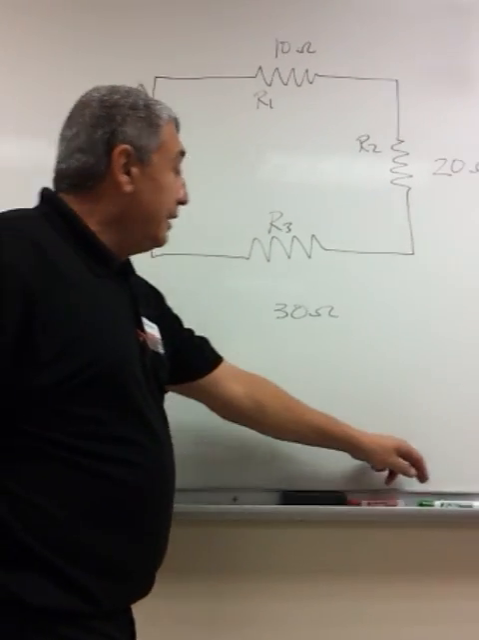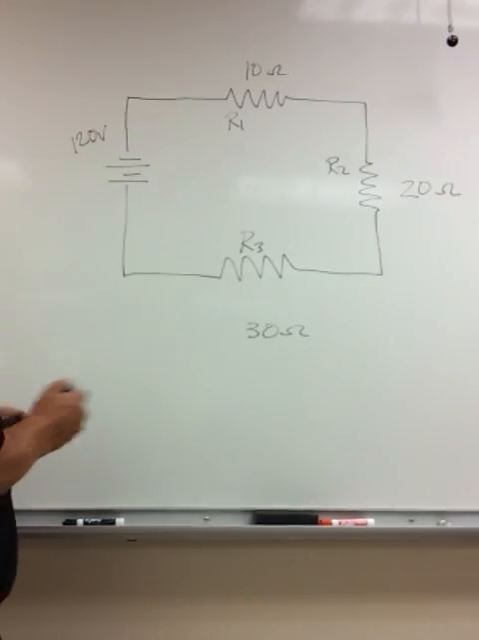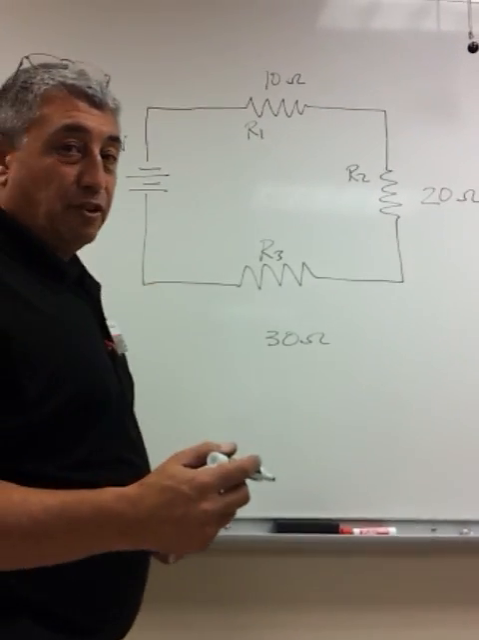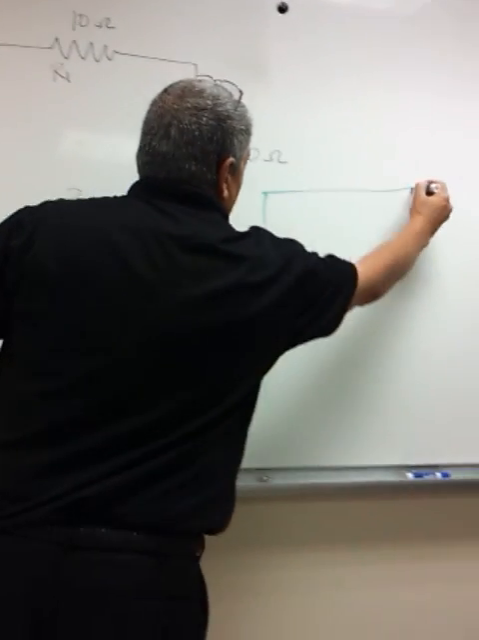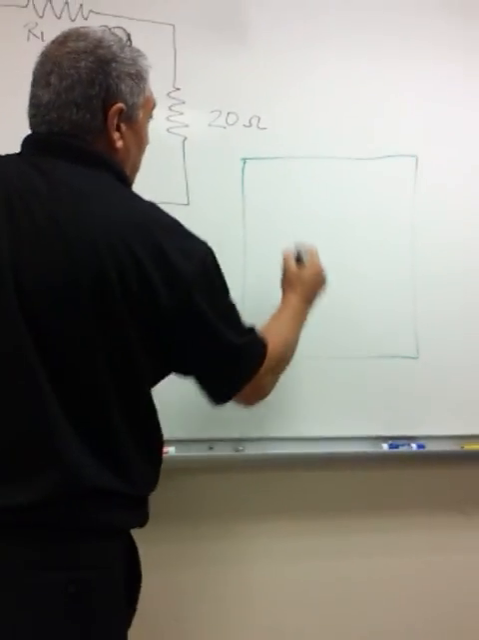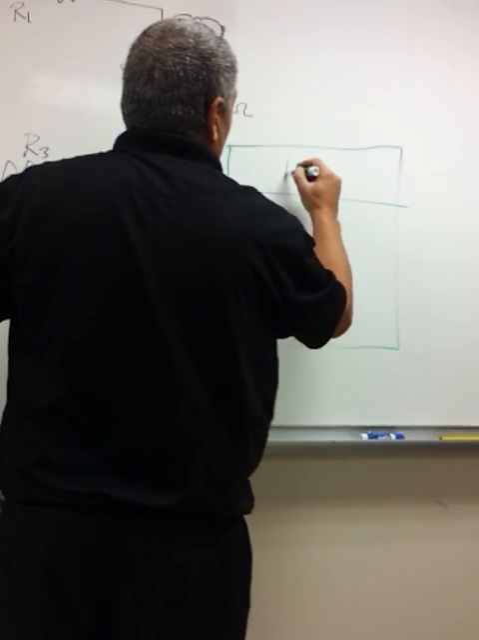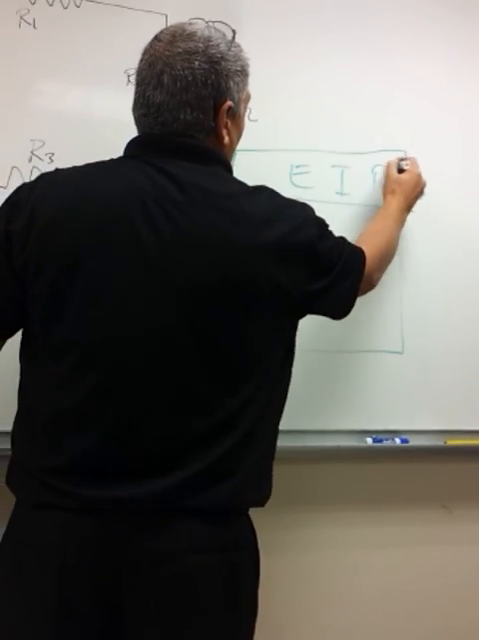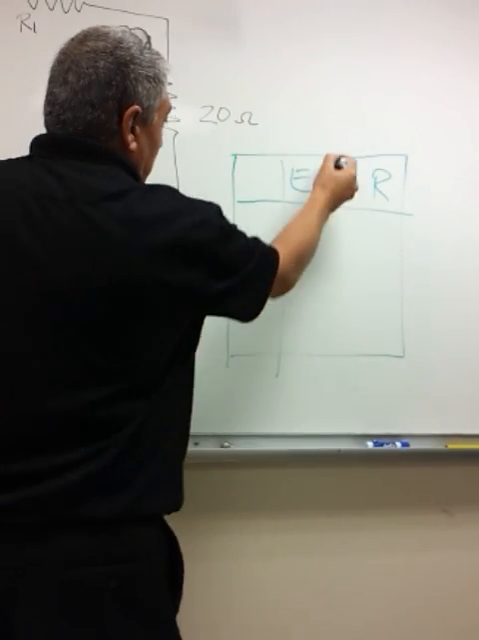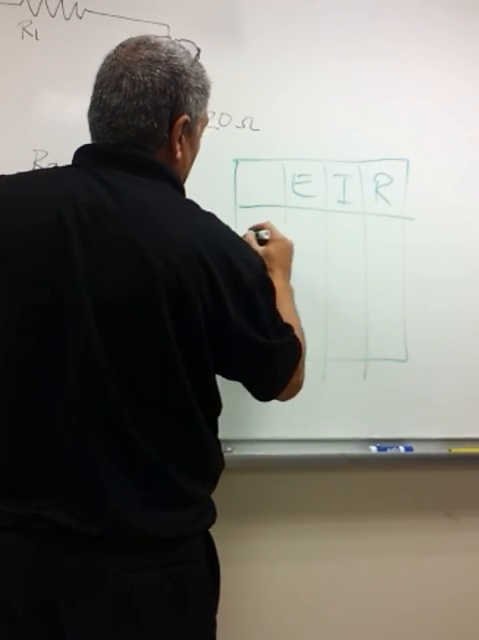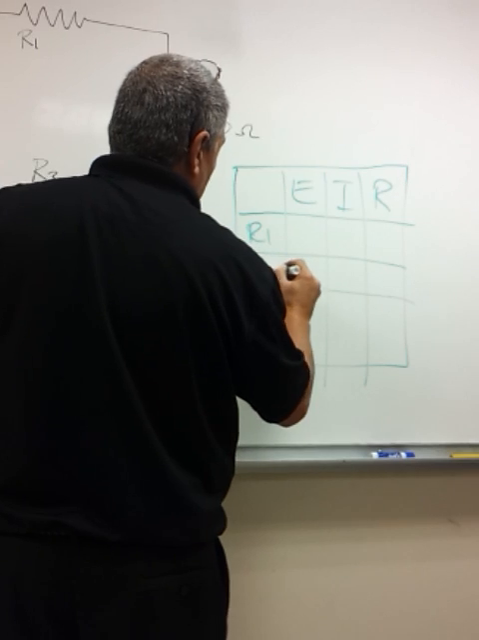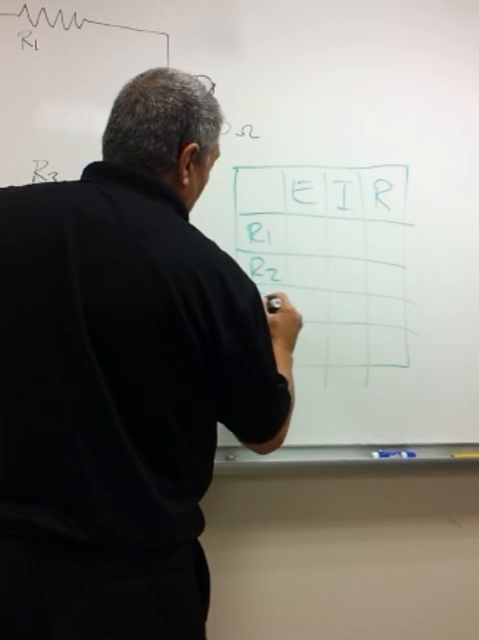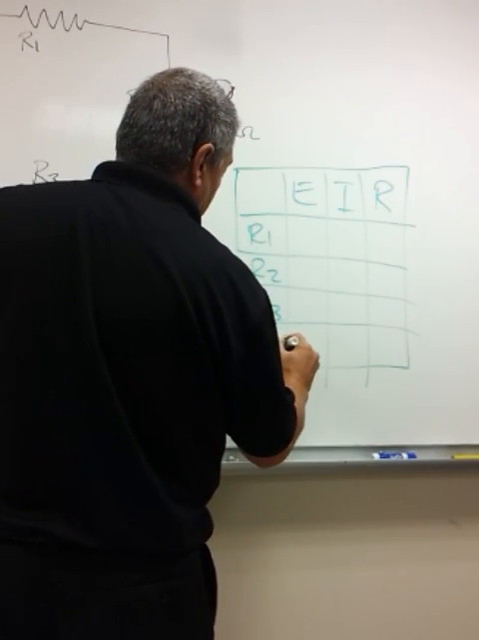Let's get started. Our first thing that we want to do is make an answer grid so we have somewhere to put our answers. We'll draw an answer grid here. We'll fill it in with our values E, I, and R. We'll leave room to put our resistors in there. R1, R2, R3, and our total values.